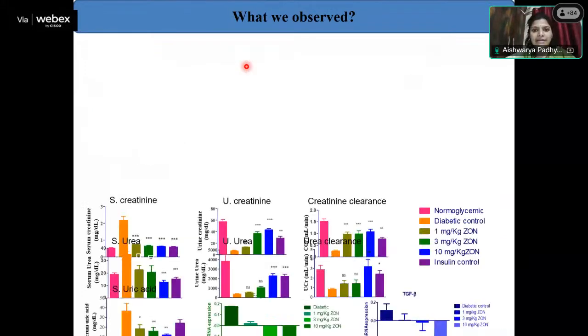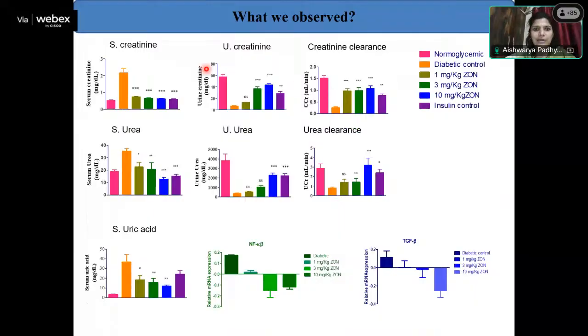So we observed that after treating the rats with zinc oxide nanoparticles, there was a dose dependent decrease in serum creatinine, serum urea, and uric acid levels, whereas their excretion in urine increased in a dose dependent manner. As we can see, this graph shows the increased creatinine clearance as well as urea clearance from the zinc oxide nanoparticle treated rats. So as I said previously, hyperglycemia through reactive oxygen species gives rise to inflammation as well as fibrosis.